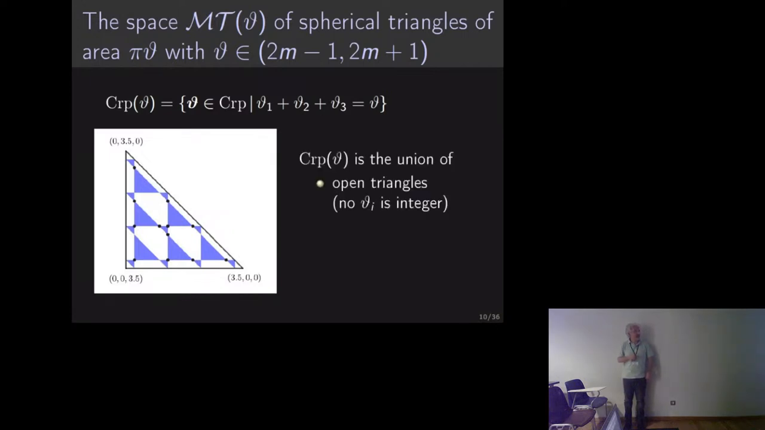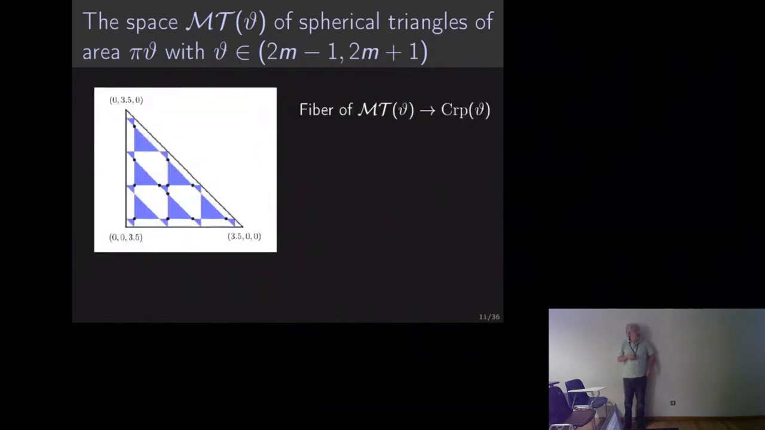So this carpet is a union, as I said, of open triangles where no theta is integral, and some black dots where one theta is integral. So this is the carpet, the allowed triples of angles, but this is not exactly the space of triangles. The distinction is the following. If we have a triangle, we can assign to it the triple of angles. And in general, this map is one-to-one. So for every triple, there is exactly one triangle. This is exactly what happens over these triangles. So below, where there is no integral angle, there is exactly one triangle.